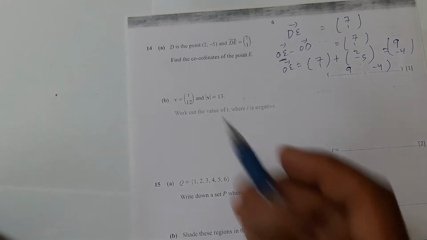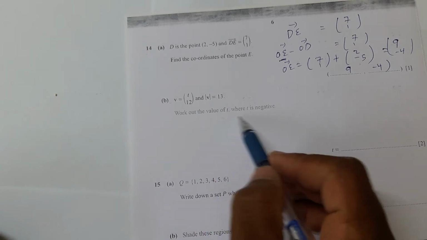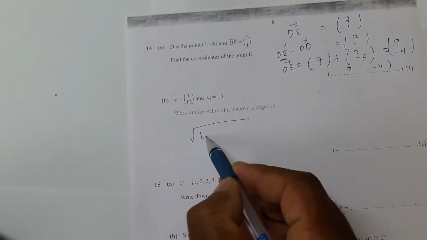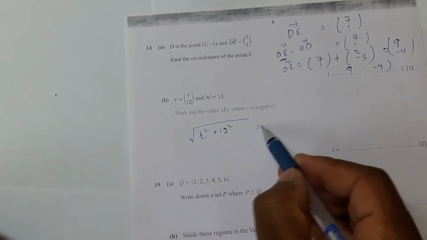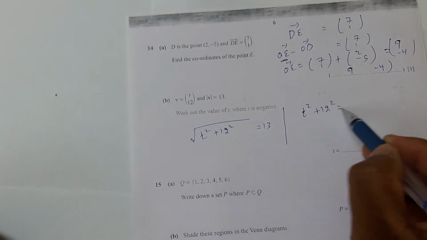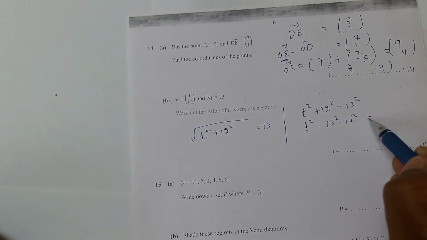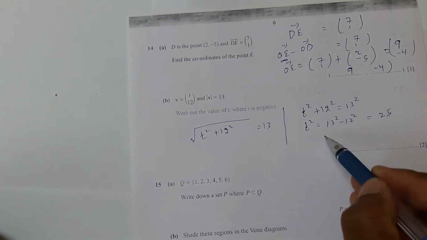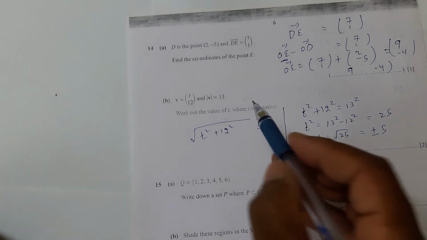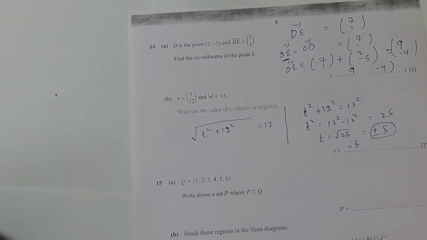Okay. Next. V equal to (T, 12). Mod V equal to 13. Work out the value of T where T is negative. The magnitude formula is square root of T square plus 12 square equal to 13. Send the square root to that side. So it becomes T square plus 12 square equal to 13 square. Send 12 square to that side. 13 square minus 12 square results in 25. So T equal to square root of 25 is plus or minus 5. He said T is negative, so the T value has to be minus 5.